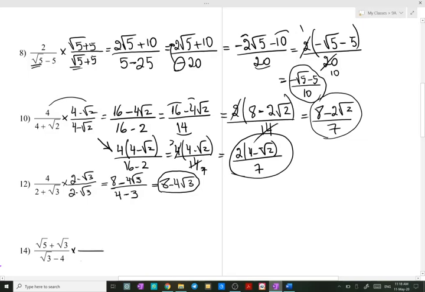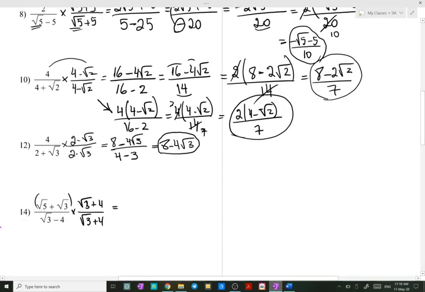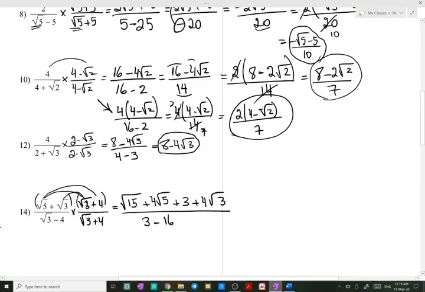In number 14, you multiply by square root 3 plus 4, and you have here to expand because you have another term which is made up of square root 5 plus square root 3, so you have to expand with what you have written as a fraction here. So you start expanding. First times first is square root 15, then first times second is plus 4 square root 5, then you have plus 3 because square root 3 times square root 3 is 3, plus 4 square root 3 over squaring the first is 3, squaring the second is minus 16.